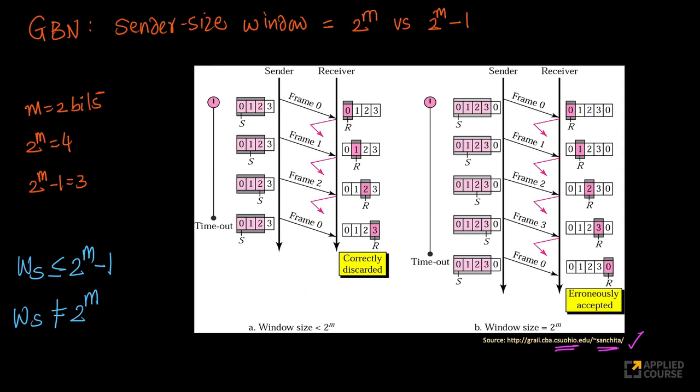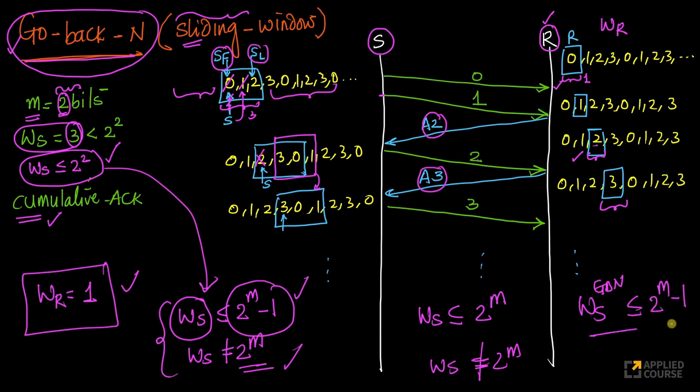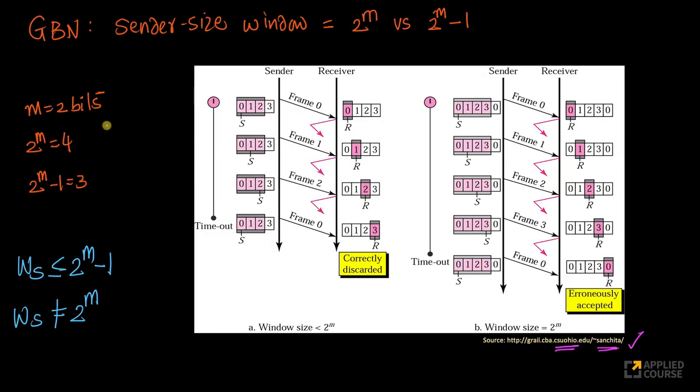I told you a while ago that in the case of go back n, my WS can be less than or equal to 2 power m, which means my WS can also be 2 power m, but we never use WS equal to 2 power m. The largest value of WS in go back n should always be less than or equal to 2 power m minus 1. I told you I'll justify it a little later, so let me take a simple example to justify it.